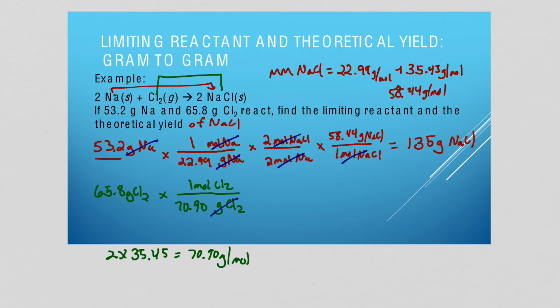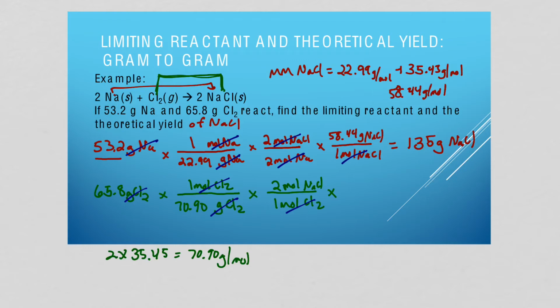So that's going to cancel out my grams of chlorine. Now I need to convert from the moles of chloride to moles of sodium chloride, right? So I have to use that ratio. In that ratio, I can make 2 moles of sodium chloride for every 1 mole of Cl2. So that cancels out my moles of Cl2 and gives me moles of sodium chloride.